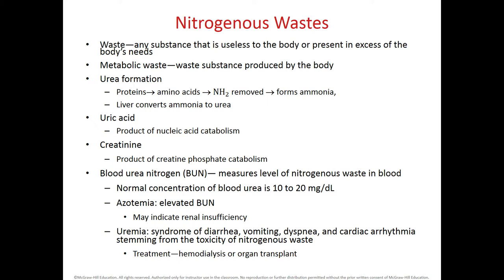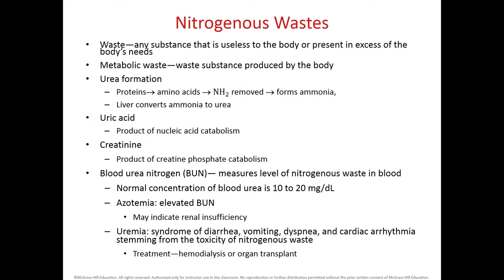And specifically for urea, you transform proteins into amino acids, and then you remove the NH group, and then you form ammonia. And this ammonia is going to be converted into a less toxic product, which is urea. But this conversion of ammonia into urea will be made by the liver. So this is another key point.